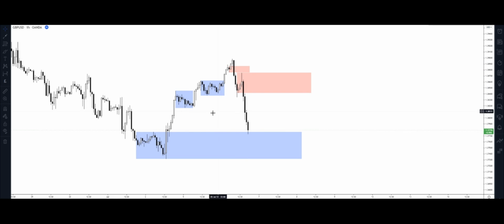And also took our structure. But just mark up your supply and demand zones, because it's very important to understand what's going on. If price breaks to the downside, again, supply zone is in control, looking for sells. If price breaks to the upside, looking for buyers. Okay, so it's just good to understand.